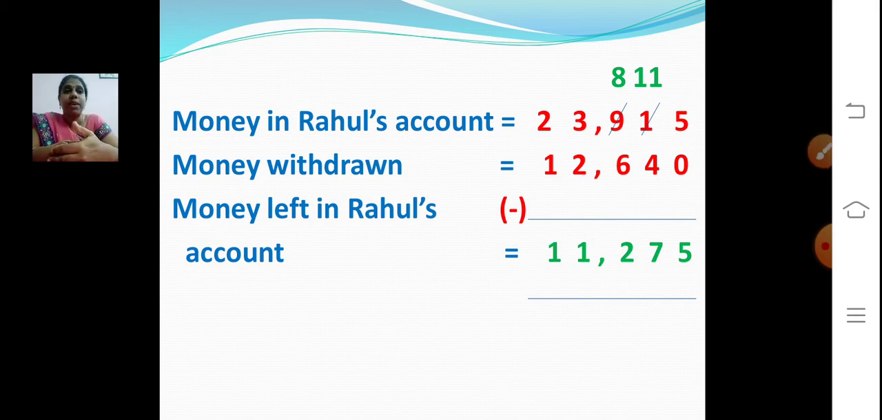11,275. Like this you can frame your own word problem and solve it. Frame your own word problem and solve these sums. Money in Rahul's account and money withdrawn. How much money is left in Rahul's account now? So what do we have to do? You have to subtract. 11,275 is there in his account now.